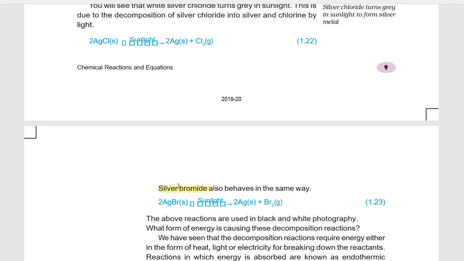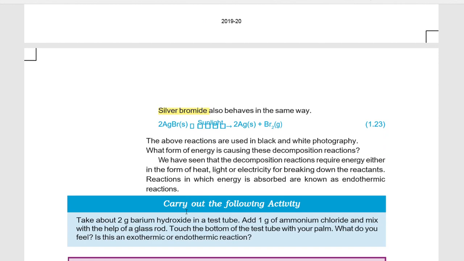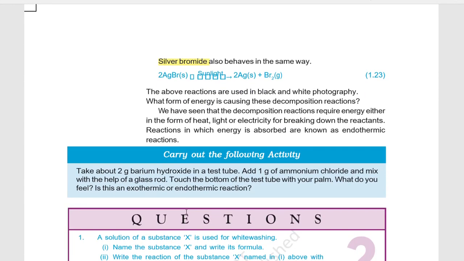Similar other example is silver bromide. It also behaves in the same manner. We know that in the 9th standard we have seen chlorine, bromine, fluorine, all these halogens behave in a similar manner. So silver bromide also under the presence of sunlight breaks to silver and bromine, thus undergoing a decomposition reaction.